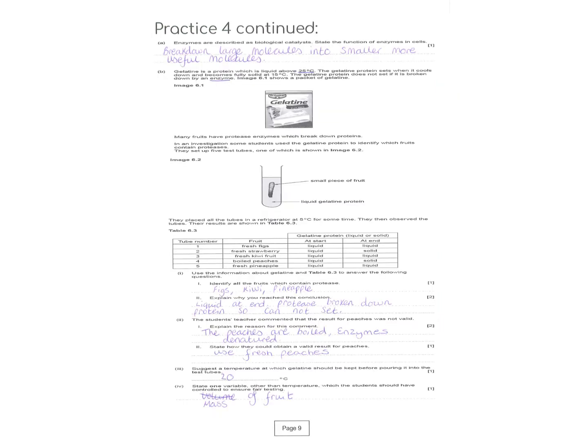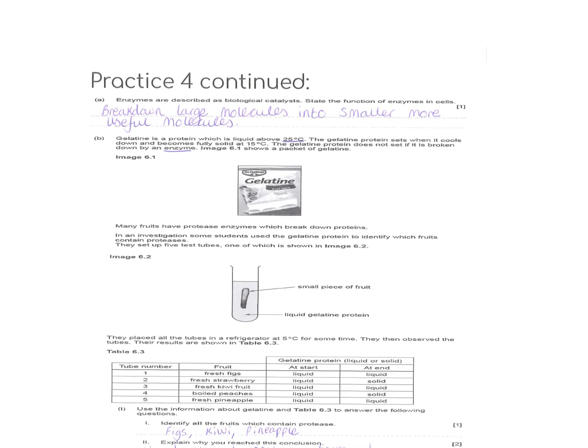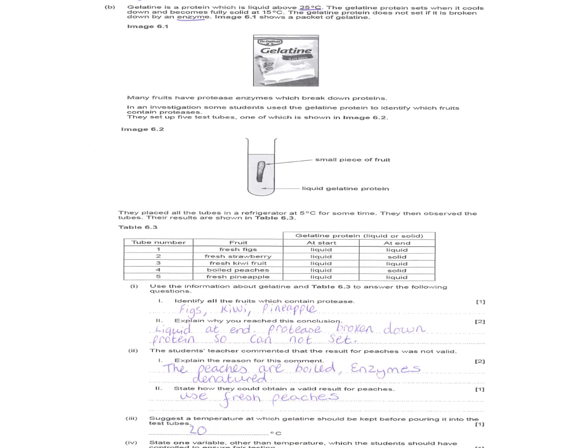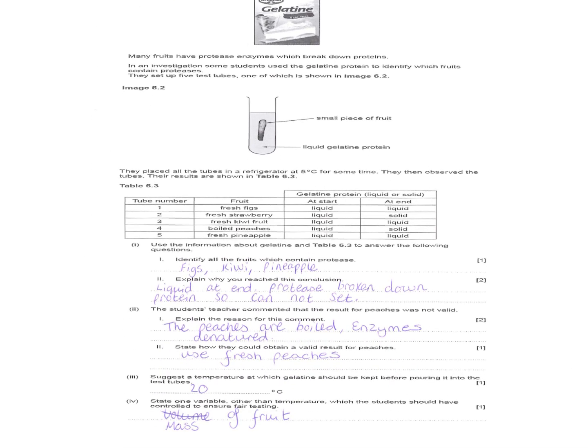And then the last little bit is enzymes. This is more studied in the biology topics, but it does come up a little bit in the limestone topic. So enzymes are biological catalysts. What's their function? They break down large molecules into smaller, more useful molecules. You need to know that definition. Identify all the fruits that contain protease. So protease is an enzyme that breaks down proteins.